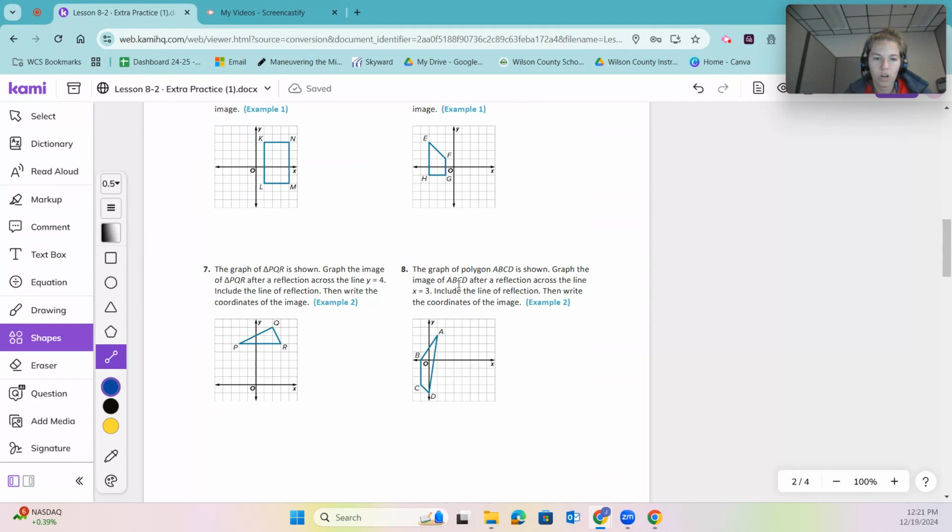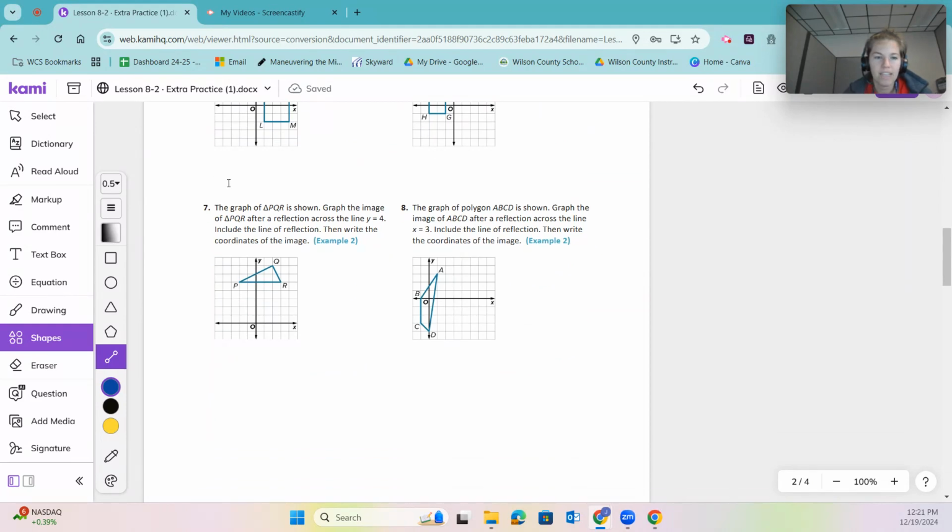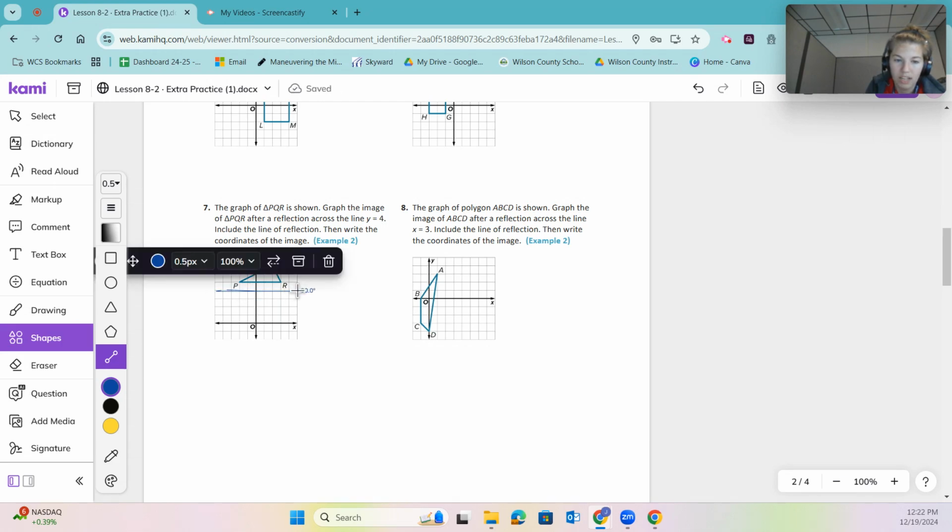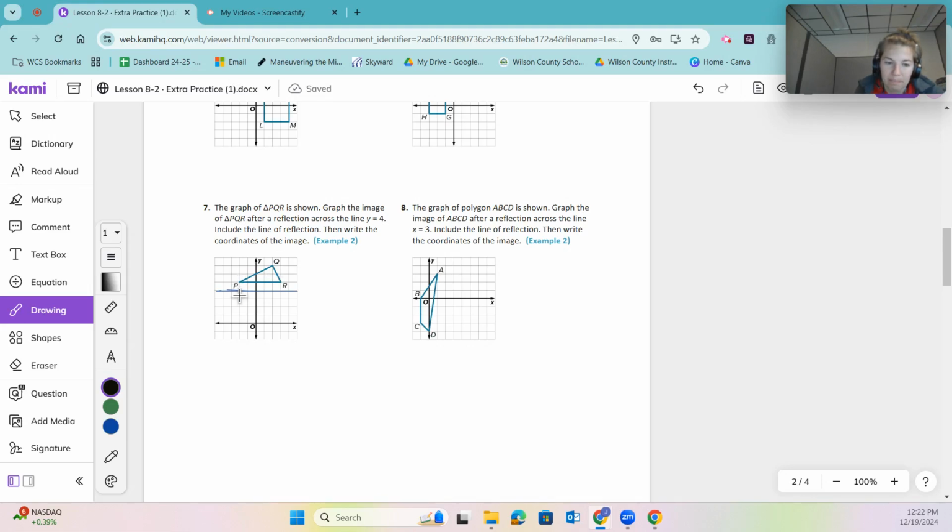Do a couple more down here. This one, the graph PQR is shown. The graph of the image of PQR after reflection across the line y equals 4. Remember, if y equals 4, it's a horizontal line, 1, 2, 3, at y equals 4. Okay, so we get a horizontal line right there. That's our reflection point. And remember, the distance is exactly the same.